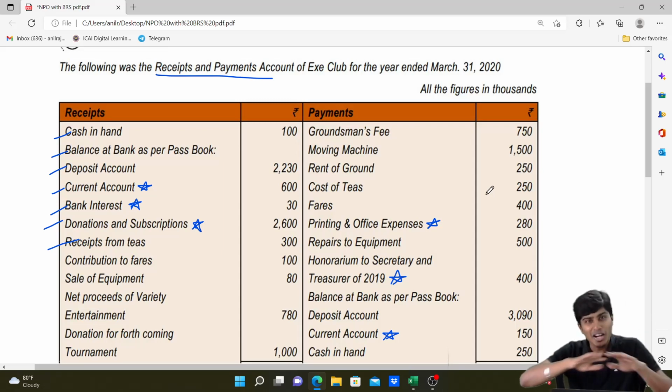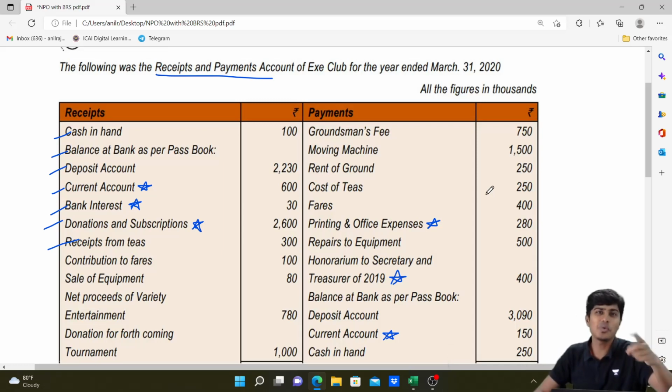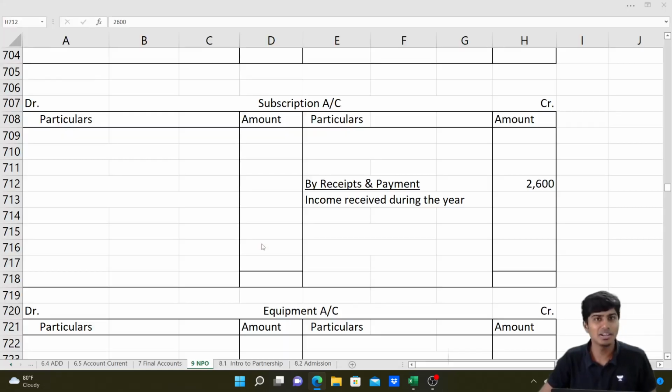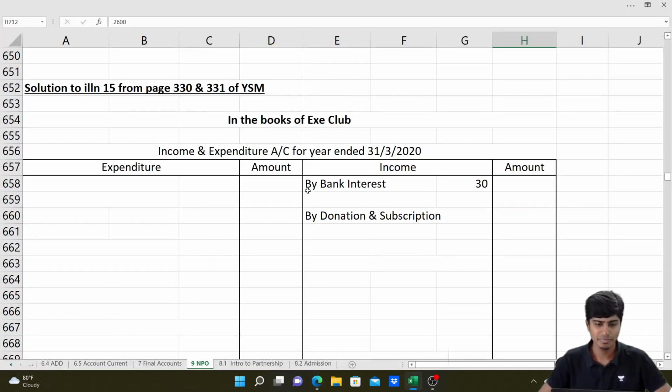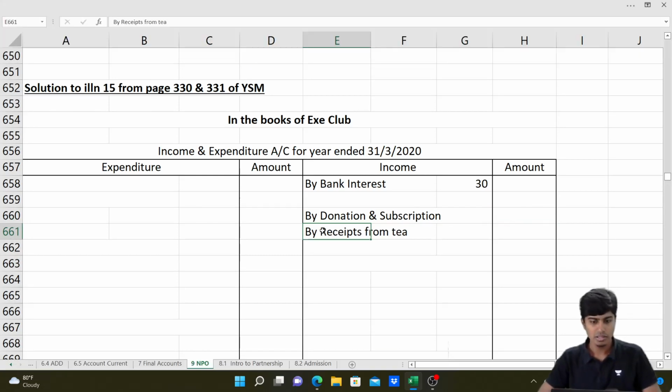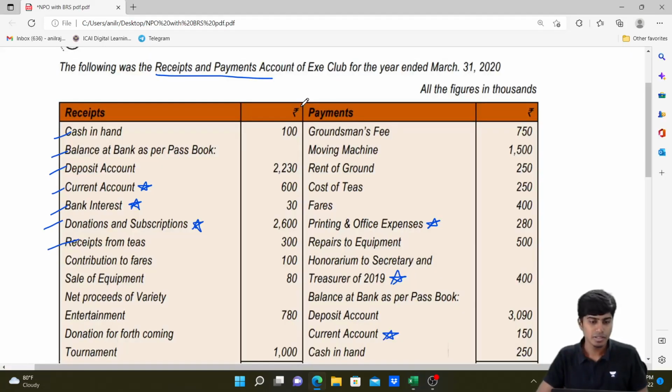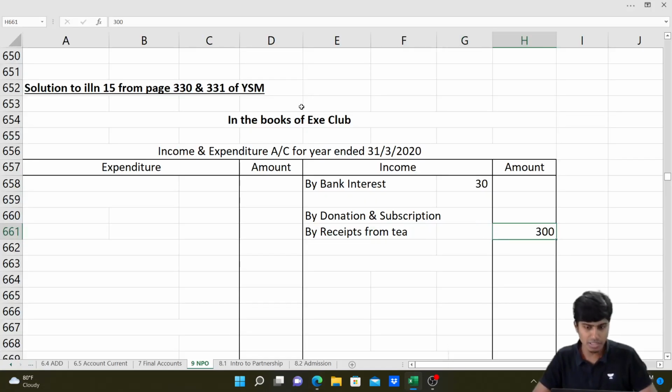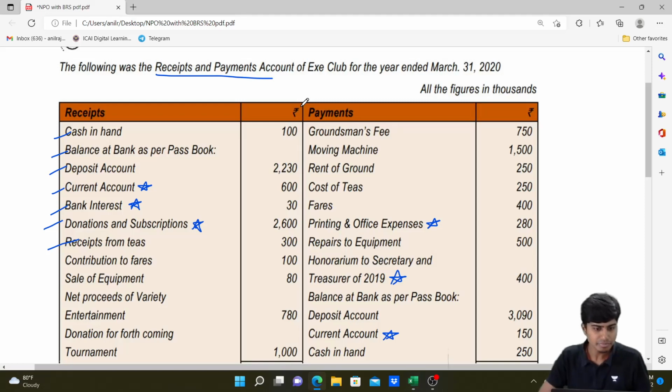So, conclusion. What I'm trying to tell you at the end is, receipts from the tea, write it as income. Cost from the tea, write it as expense. You got it? So receipts from tea is how much? 300. Let me write it as income. In my income and expenditure, I'll leave a little space for donation. I'll write it later. So how much is receipts from tea? Receipts from tea is 300 and it's here.